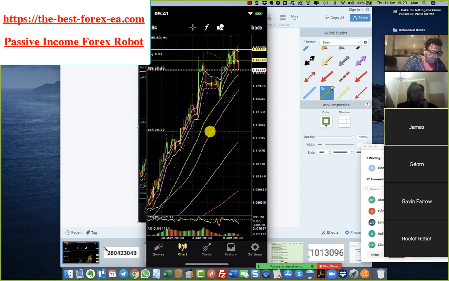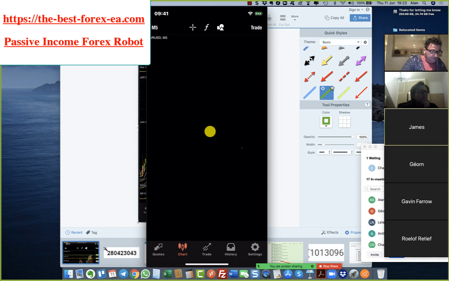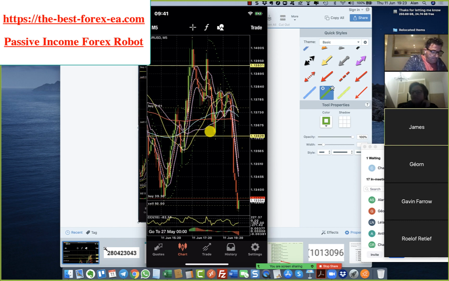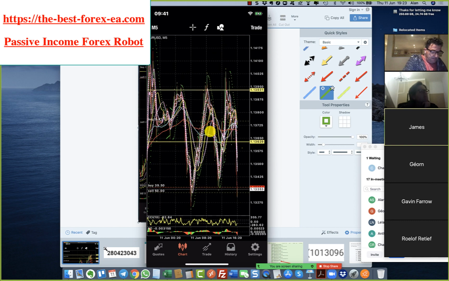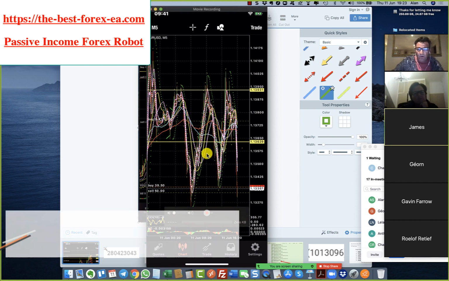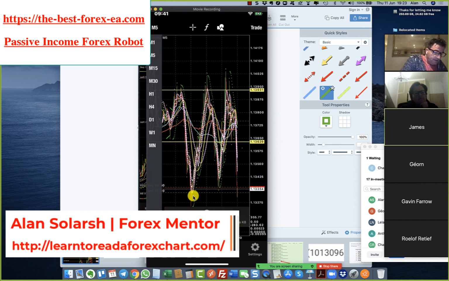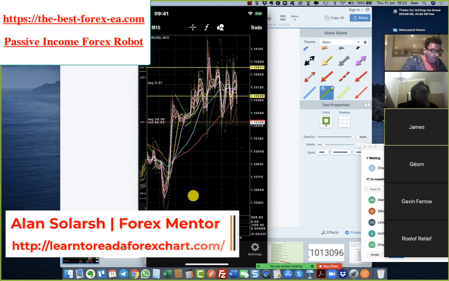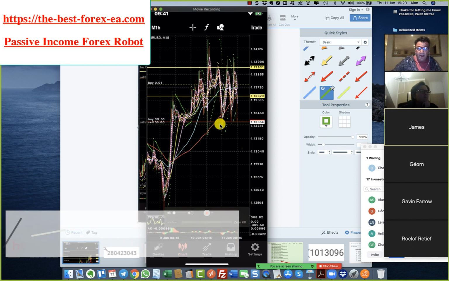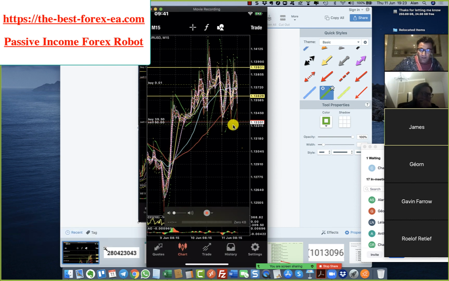Let's just see here what I can do. Let me just see the 5 minutes, and let's see. You can see we're on a little bit of a support line over here. If it breaks through there, let's see where it's going to go. Now you can see here's the support line. So I don't know if I think it will.